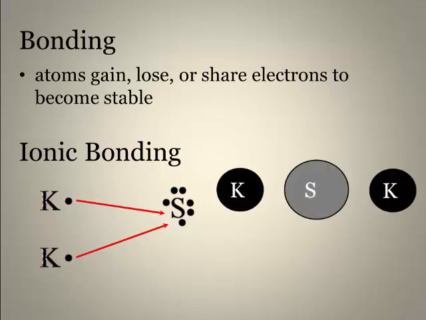The potassium atoms are now positively charged cations. The sulfur is now a negative anion. Opposite charges attract, so these ions stick together. This is ionic bonding. From the Lewis structure, we see that the ratio of potassiums to sulfurs in this compound is 2 to 1. We write that formula as K2S, indicating that there are 2 potassiums for every sulfur.